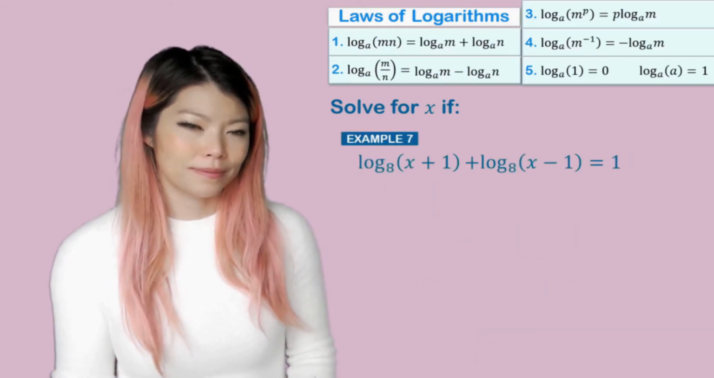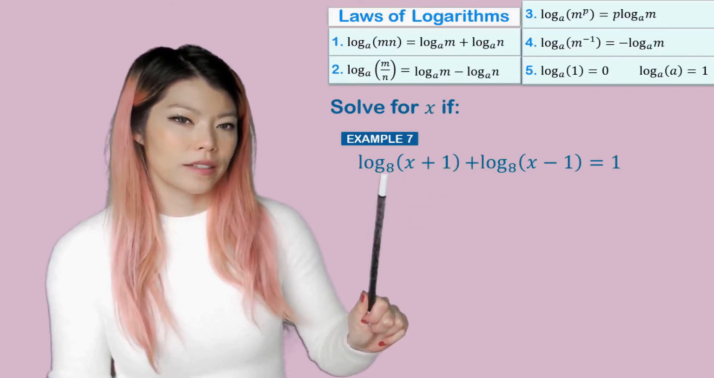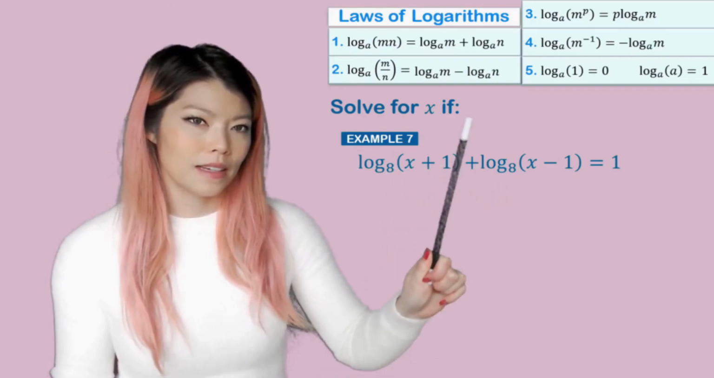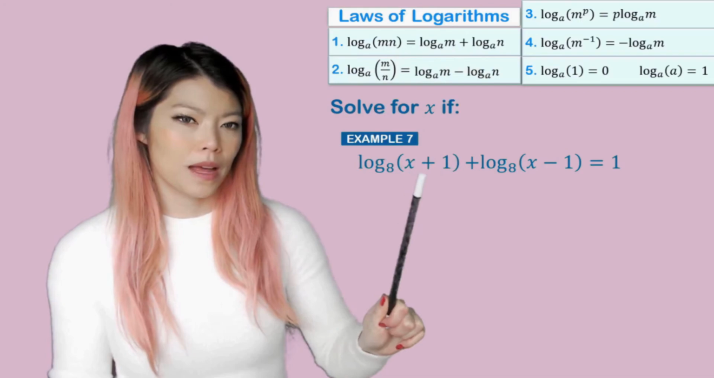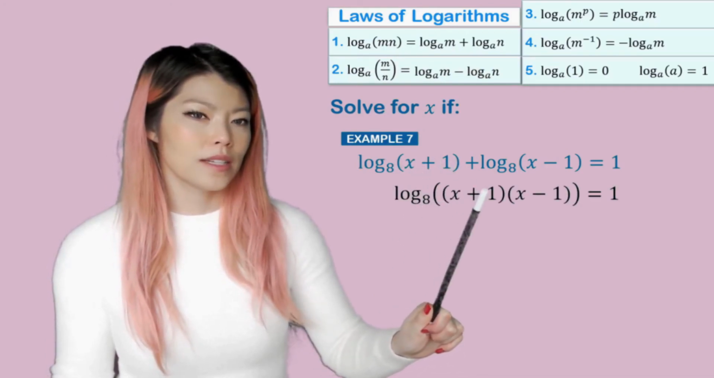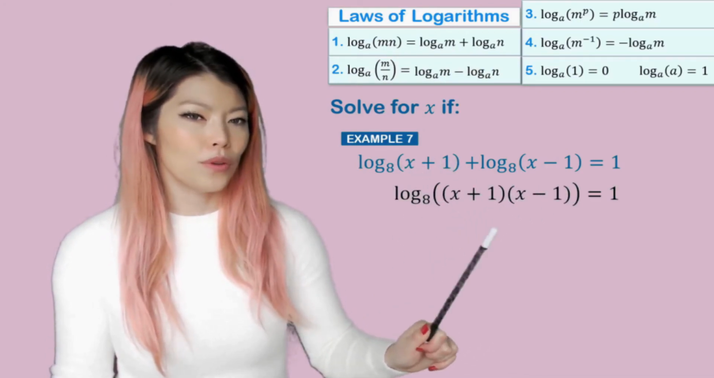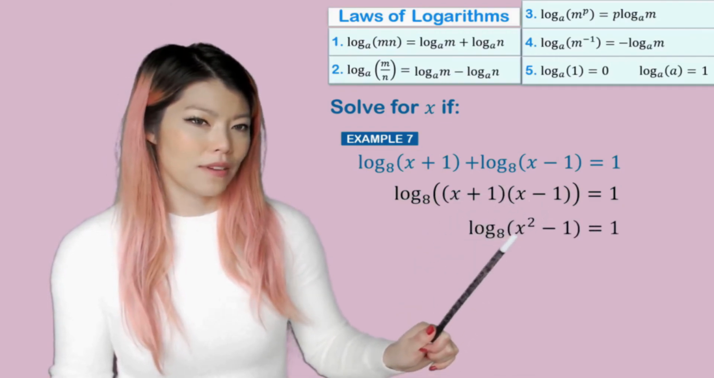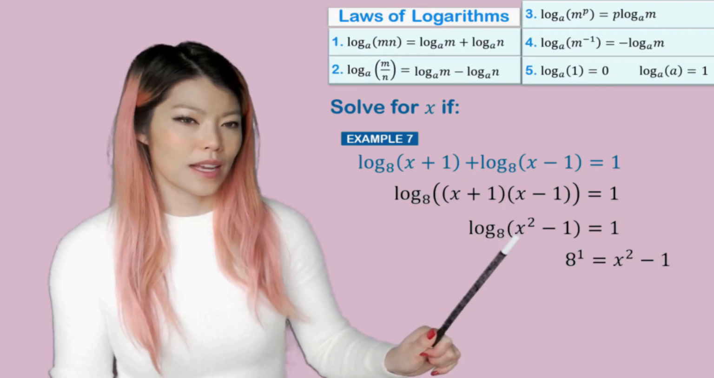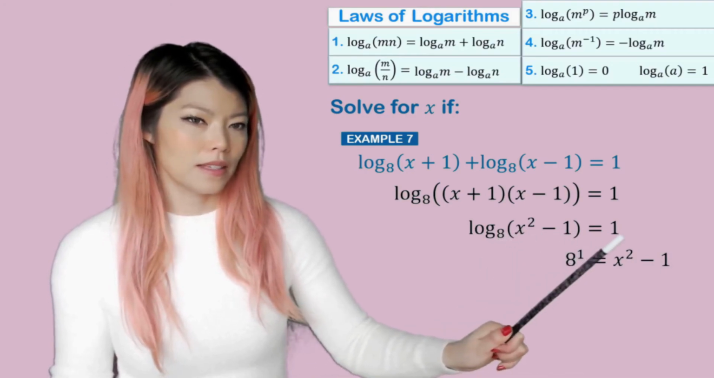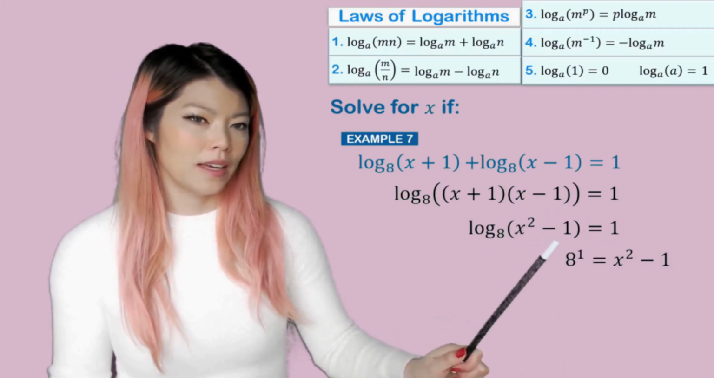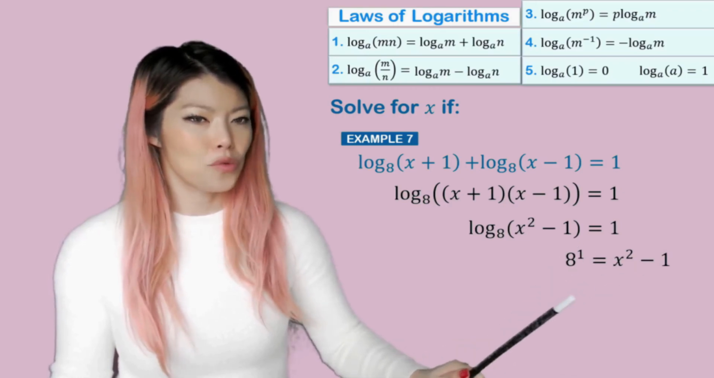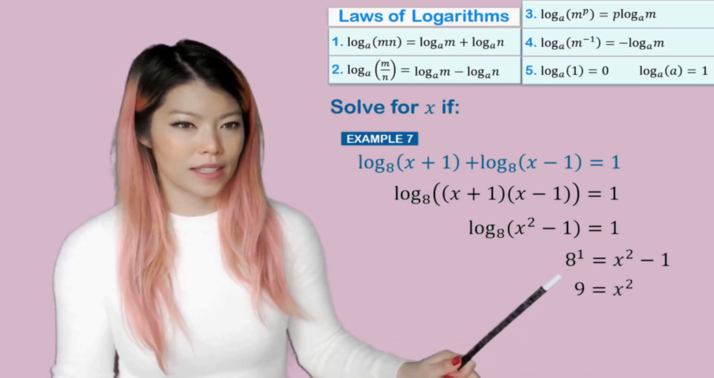Example 7. This time we're adding 2 logs of the same base. So when we add, we have to multiply what's in the bracket. So x plus 1 and x minus 1. But we know that's equal to x squared minus 1. So now we have 8 to the power of 1 equals x squared minus 1. Base to the power equals that. Now 8 to the 1 is just 8. Adding 1 to both sides, we get 9.